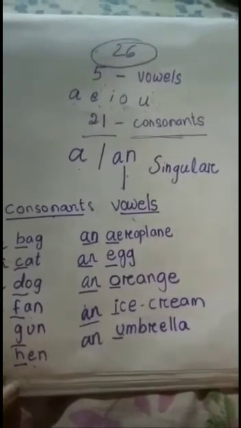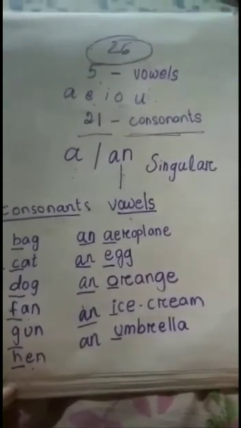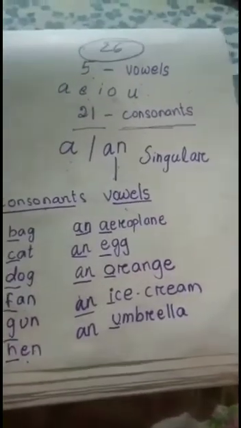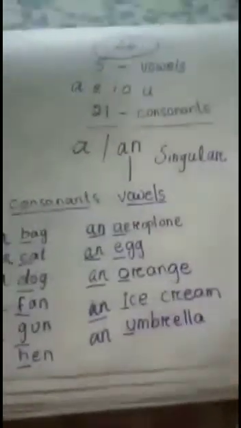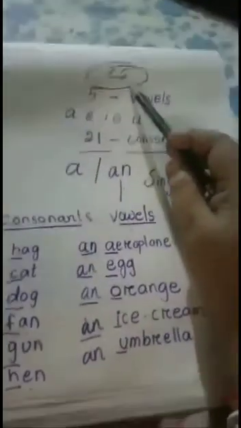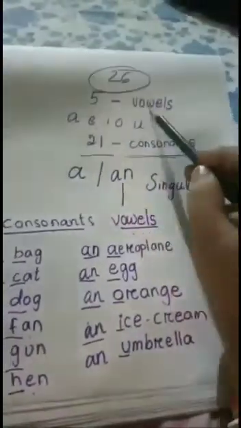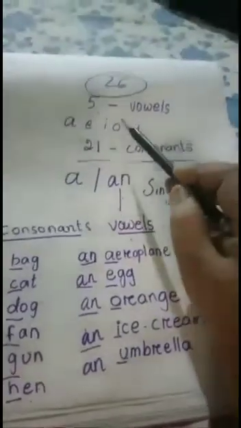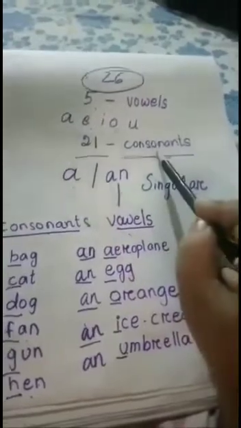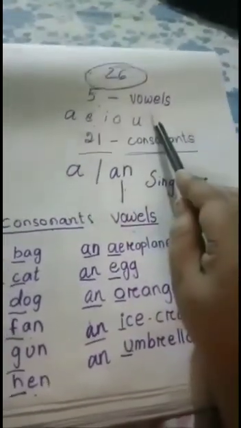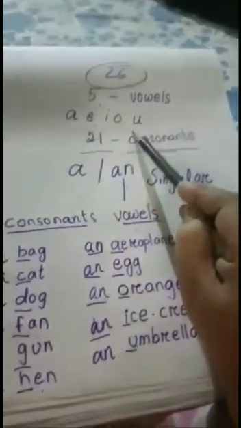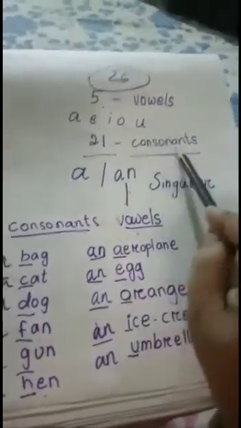But before jumping to the new topic, first recall the previous one. I have already told you that in English there are 26 letters. 5 are vowels and the rest are consonants. There are 21 consonants and 5 vowels. A, E, I, O, U, these are vowels and the rest are consonants.